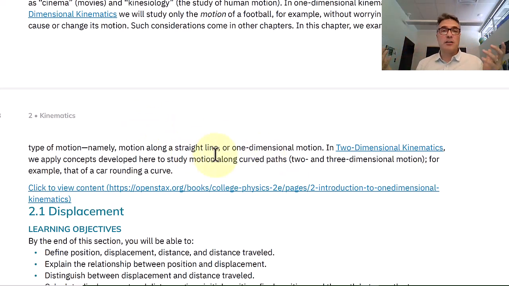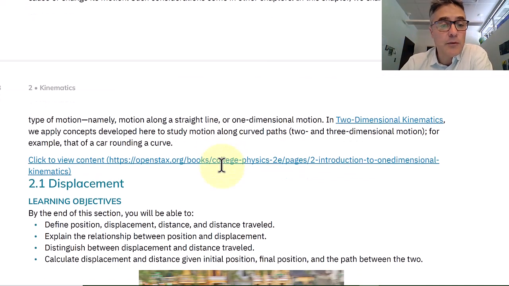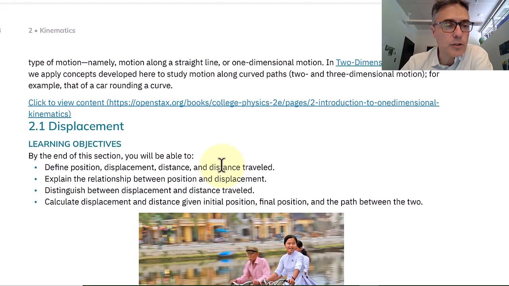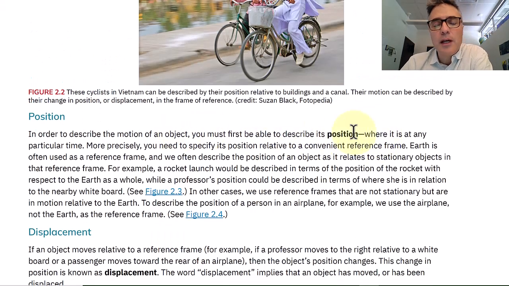So it turns out you can move along a straight line or a curvy line, and these are two very different things in physics. So we're going to start with moving along a line and no turning. And then for two-dimensional motion in the next chapter, we'll talk about what happens when you're actually turning, two or three-dimensional motion. Definitions to go through.